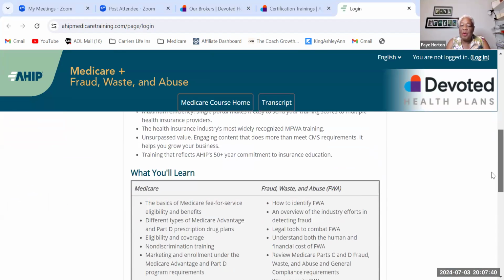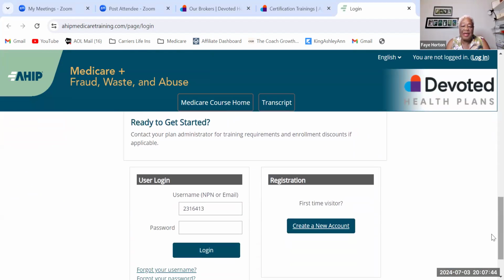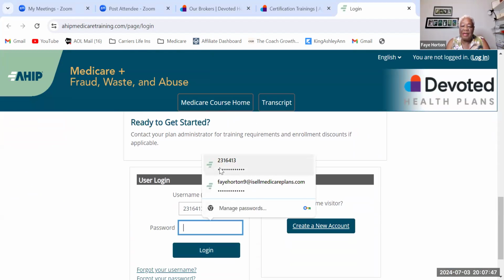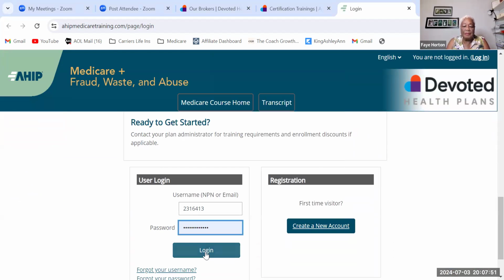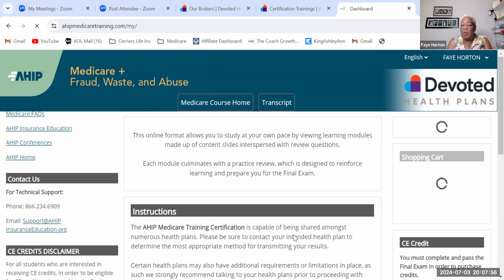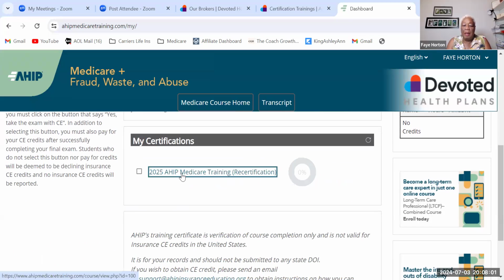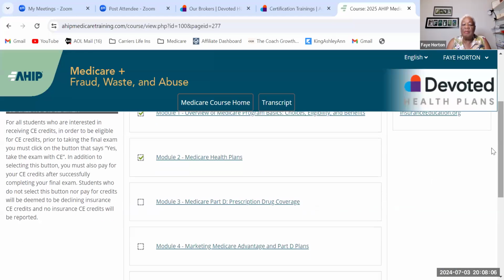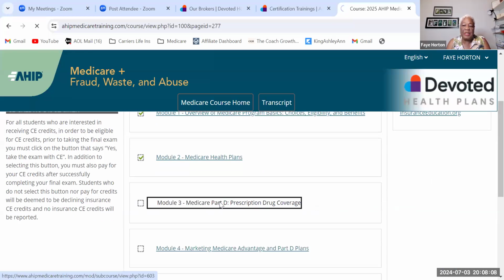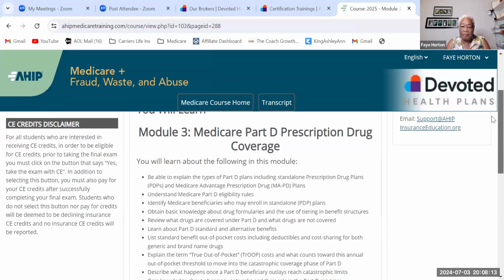Some carriers require that you do AHIP. Some do not require that you do AHIP. You have to, of course, have an AHIP account. You have to log into it. So this first page is something that you're always going to see when you come back to AHIP. We're doing 2025 AHIP. We've completed Module 1, Module 2. Tonight is Wednesday, July 3rd, and we're doing Module 3.